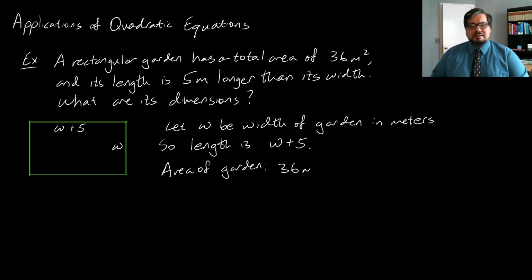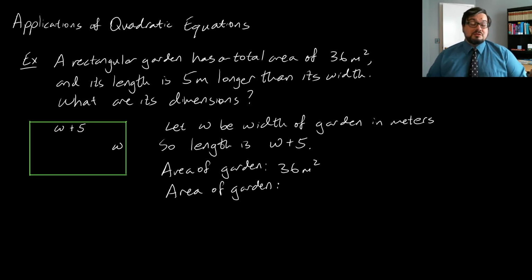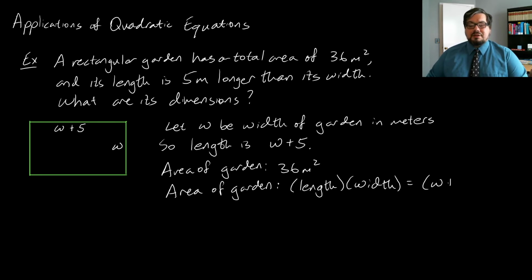We're also told that the area of the garden is 36 square meters. But we also have another way of getting at the area of the garden because we're told that the garden is a rectangle, and we know from geometry that the area of a rectangle can be calculated by multiplying the length and the width together. So the area of the garden is the length of the garden times the width of the garden, and we have expressions for both of those. The length of the garden is W plus 5, and the width of the garden is W.